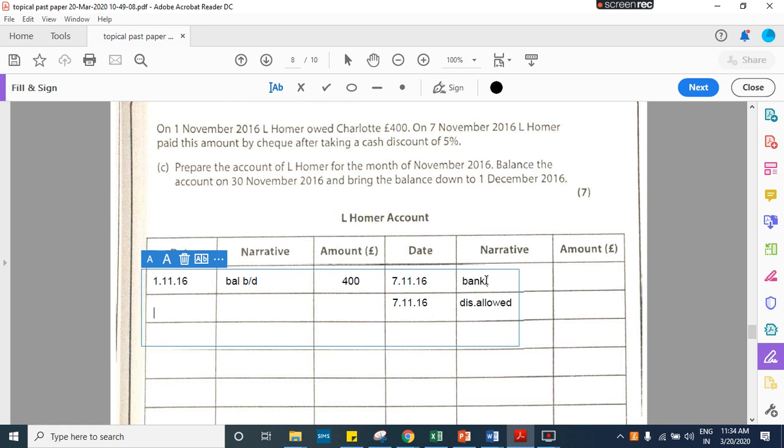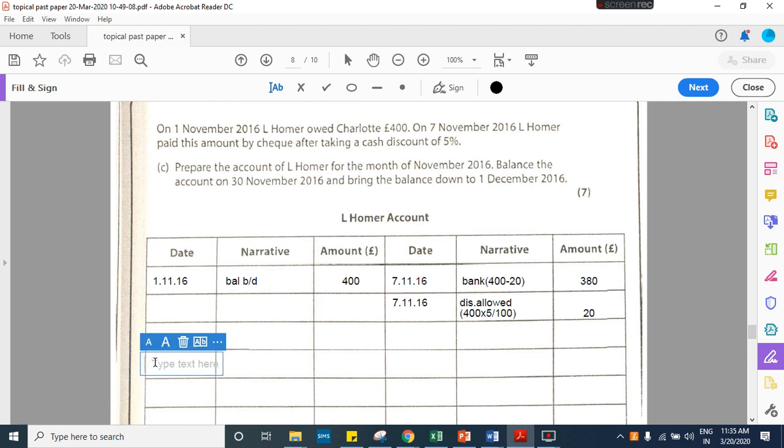And we can do a small calculation there. $400 × 5/100. Therefore, the discount allowed amount would be 20. Now let's find the bank amount. 400 take away 20, $380. Now in the question, you had the other transactions. So let's enter the rest.